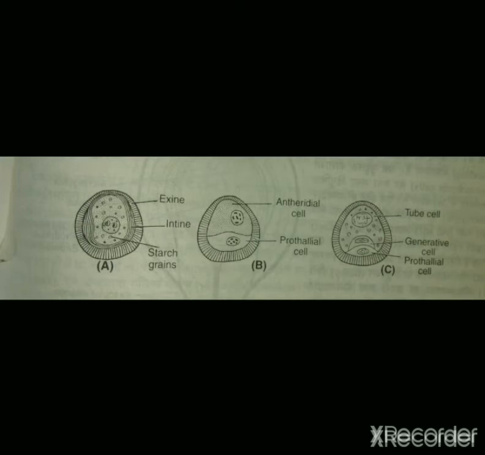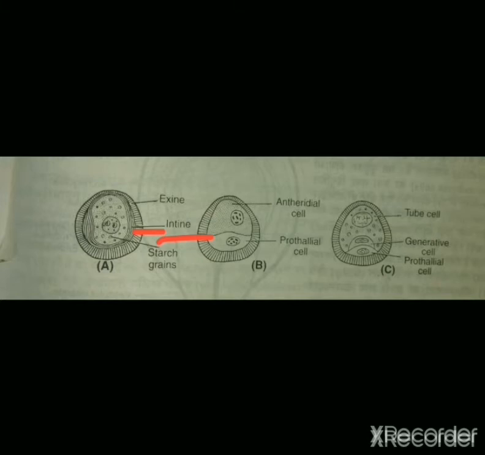A pollen grain structure of a gymnospermic plant has two types of protective layer. The outer layer is known as exine, which is very thin in one region and thick in another region, and the inner layer is known as intine, which is present on the inner side of the pollen grain structure. And these pollen grains are known as the male gametophyte.